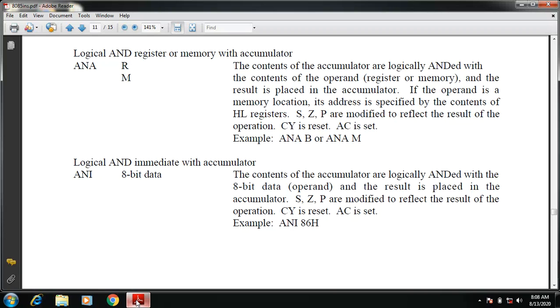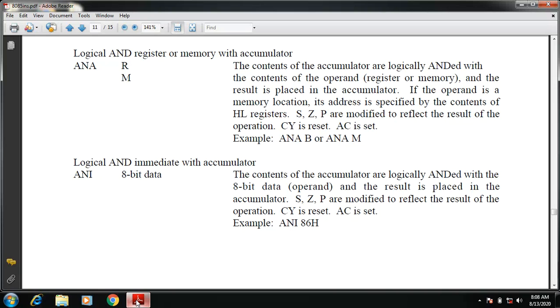You already know the AND operation. AND operation means when both inputs are high, the output is high. For all other input combinations, 0 0, 0 1, 1 0, the output becomes low. So this is the AND operation.